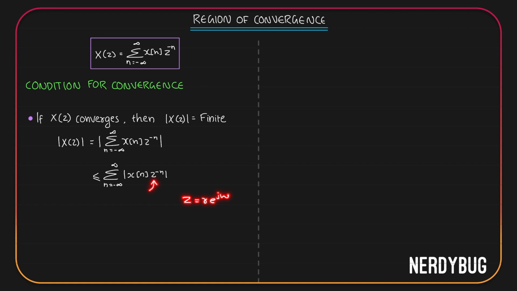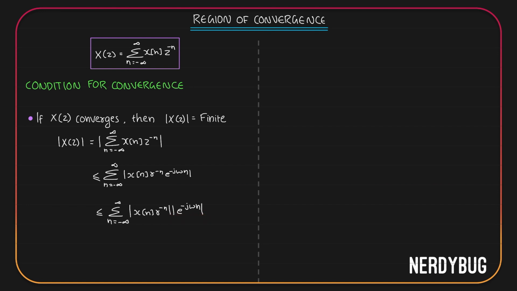We have taken z to be equal to r e raised to j omega. Let us replace z over here by that. Now, this can be written as r raised to minus n e raised to minus j omega n. Let us replace it with that. This is the same as taking summation from n equals minus infinity to infinity magnitude of x of n r raised to minus n multiplied by magnitude of e raised to minus j omega n. But according to Euler's formula, we know e raised to minus j omega n is cos omega n minus j sin omega n. If you take the magnitude, you will get 1. So magnitude of e raised to minus j omega n is 1. So we can just remove it.